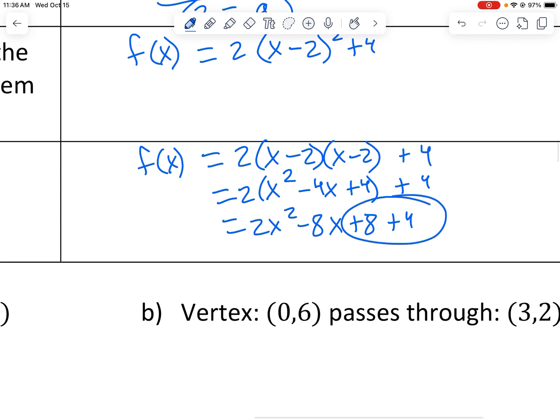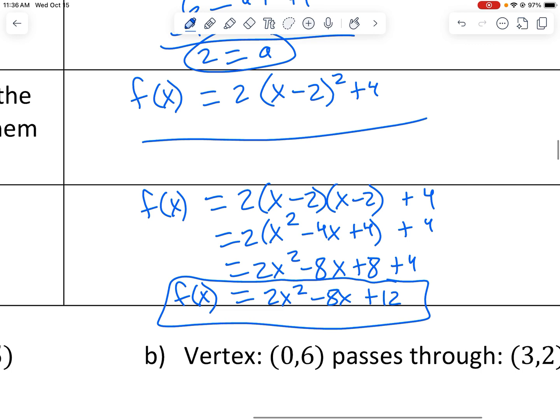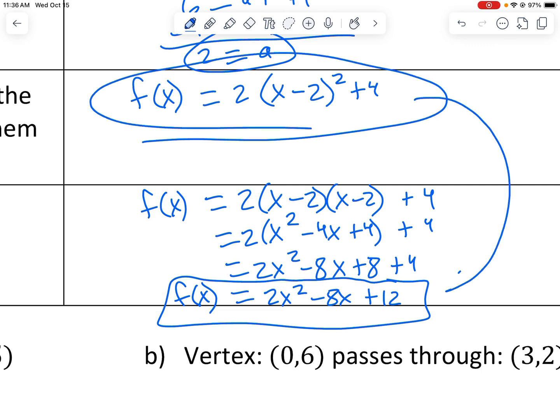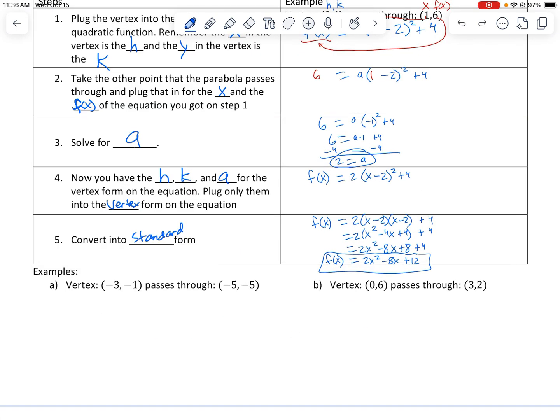And then these last 2 terms, they do combine because they're constants. There's no variable with them. And so we're looking at 2x squared minus 8x plus 12. And yes, there's my standard form. So this one here is vertex form, and this is standard form. These are the exact same quadratic. If you were to graph them, they'd be the exact same thing, but there are 2 different forms for representing the quadratic.